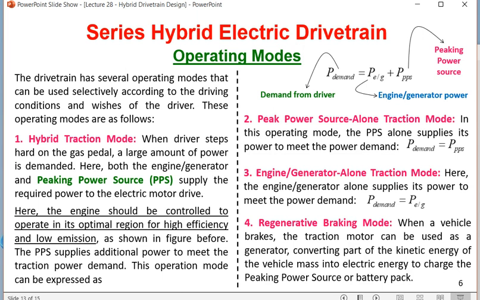Regenerative braking mode. Whenever the vehicle is passing through the city or a place where there is too much stop and go, or too much use of brake, in that case regenerative braking action is happening, or the vehicle is going downward. In that case you are finding regenerative braking power is being produced. So when a vehicle brakes, this brake is mostly an electrical brake, and the traction motor can be used as a generator, converting part of the kinetic energy of the vehicle mass into electrical energy to charge the peaking power source or battery pack.